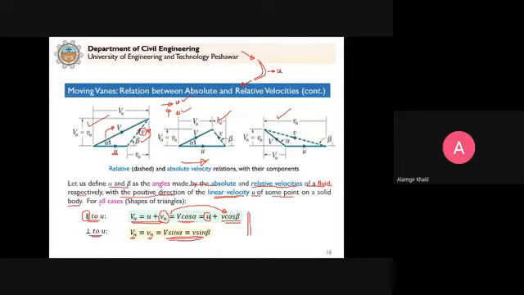So that's why it says that whatever is the shape of the triangle, this relationship will always be applicable: V cos of alpha will be equal to u plus small v cos of beta, and V sine of alpha will be equal to small v sine of beta.